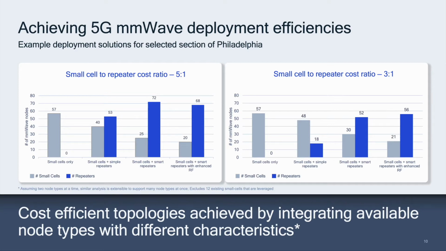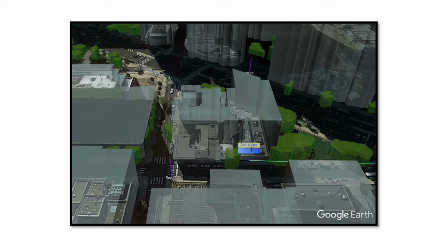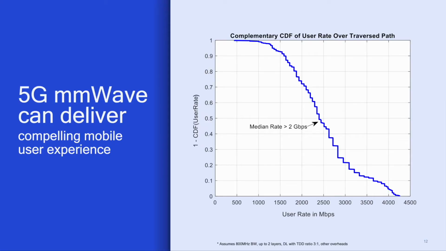Here, we see how an operator can evaluate cost and performance benefits of deploying simple and smart repeaters along with small cells. A well-planned network can greatly enhance user experience even in challenging settings. In this illustration, the user traverses through urban streets. Coverage and high data rates are ensured by various small cells and smart repeaters. Beam management algorithms and protocols in the network and device allow the user to seamlessly and dynamically connect to the best nodes and beams, thereby ensuring a consistently high level of performance.